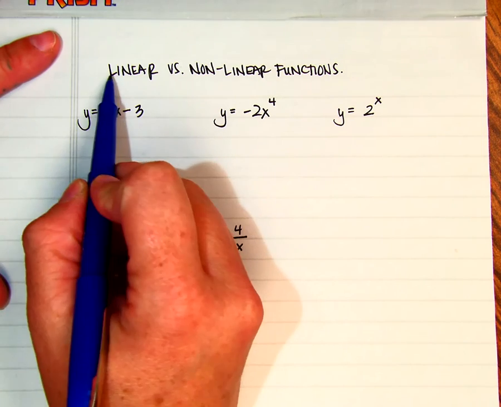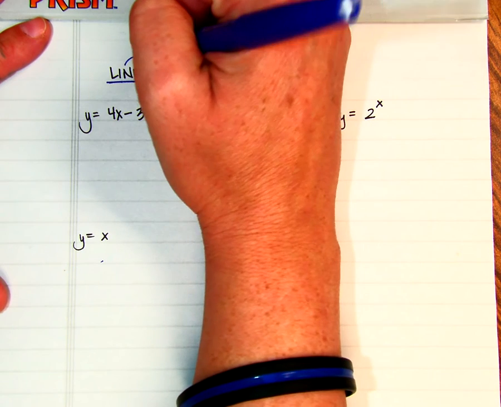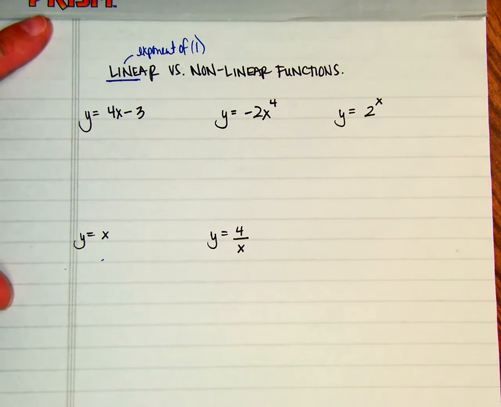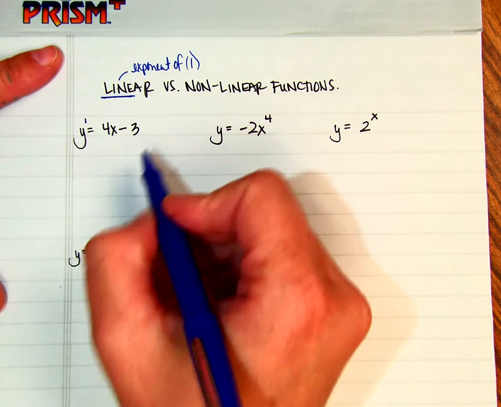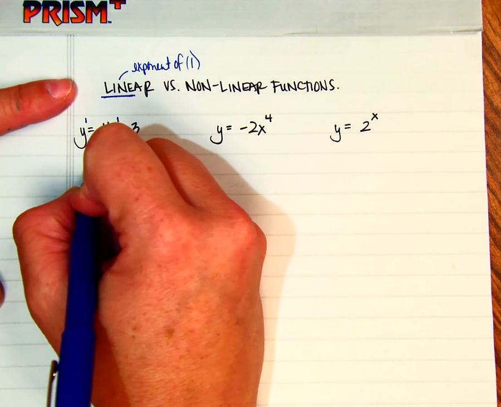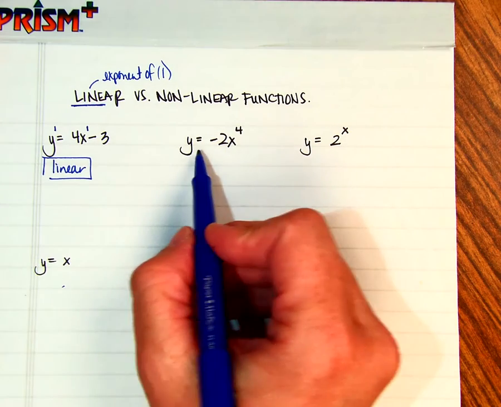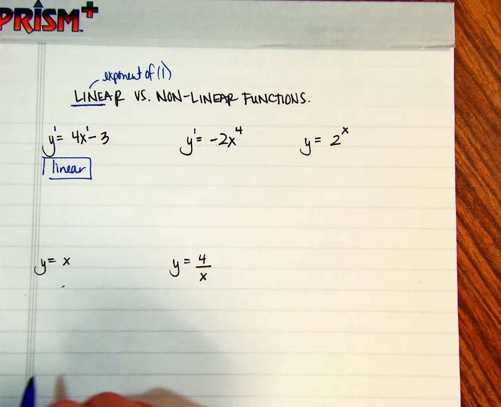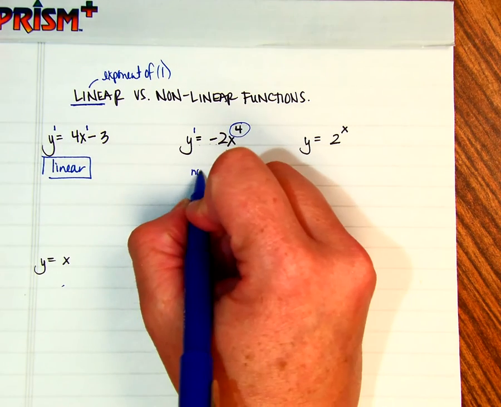What you are looking for with linear, for line, is those that have an exponent of 1. Okay, exponent of 1. So on this one, y has an exponent of 1 and x has an exponent of 1. So this is linear. On y equals negative 2x to the fourth, y has an exponent of 1, but x does not. So this is not linear.